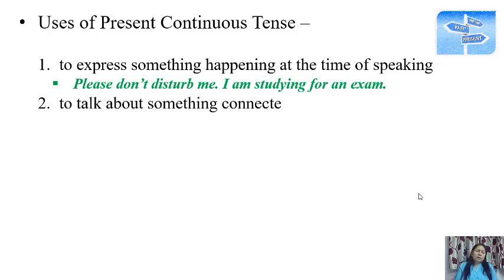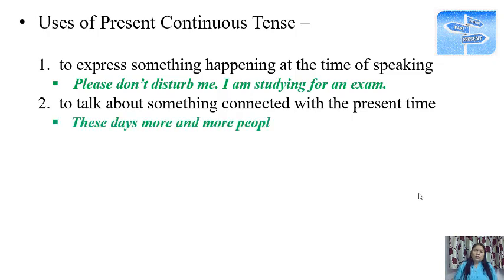Second one, to talk about something connected with the present time. Present time means it is not exactly right now, but these days. For example, I am reading a novel these days. I am reading a novel, Harry Potter, these days. Or these days, more and more people are learning the use of computers. Fine. So we are talking about these days, not right now, but this present time. Or most of the students are taking online classes these days. So that is so true.